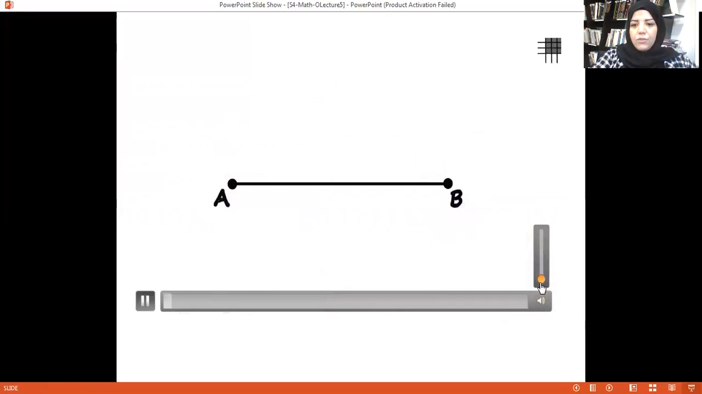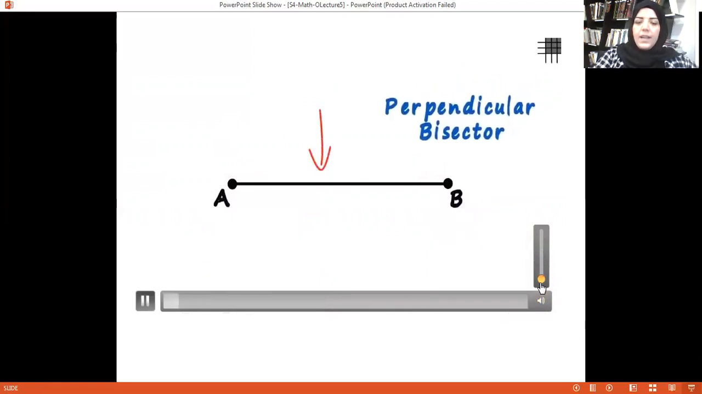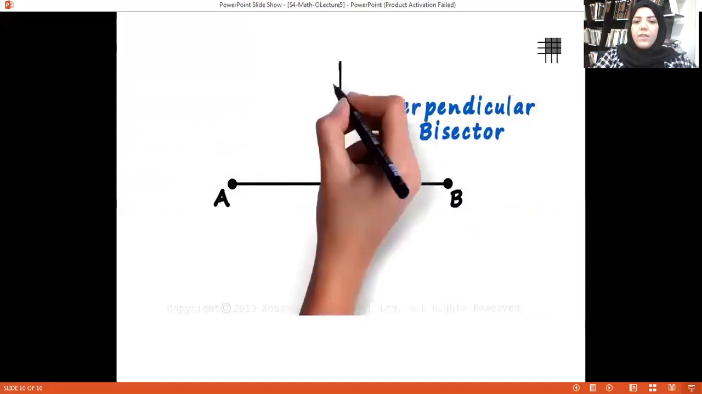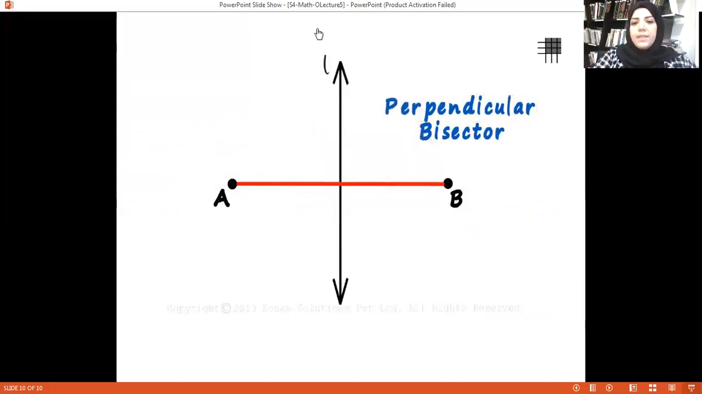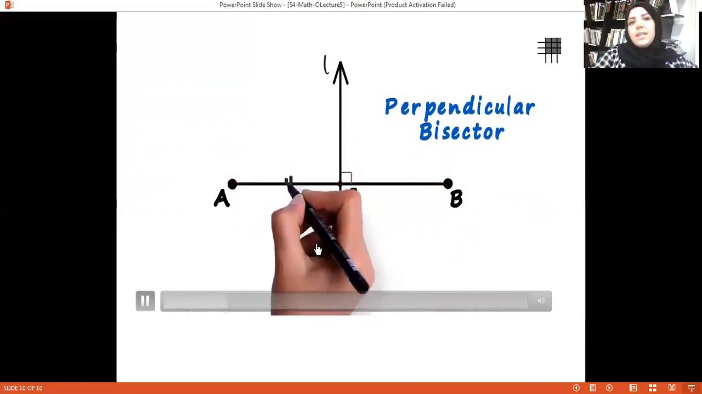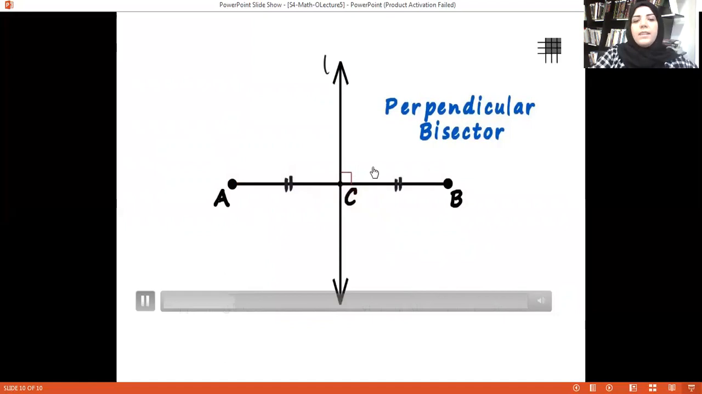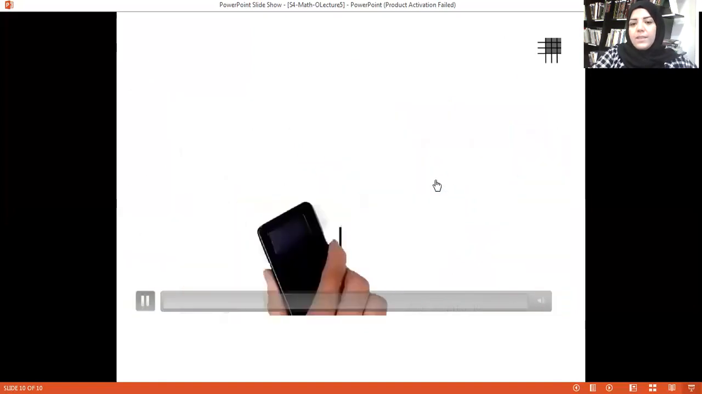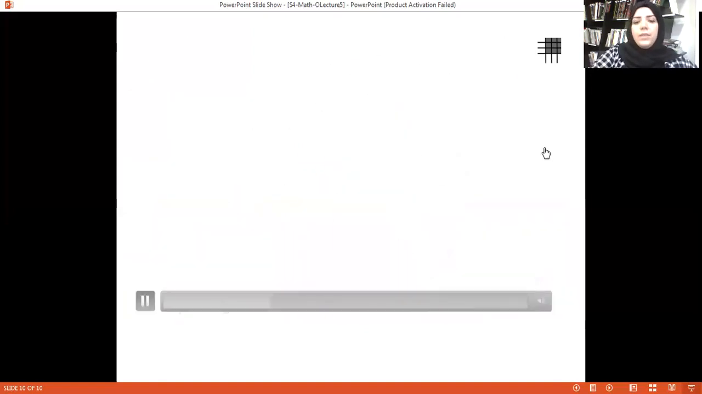So first, I'm going to draw a segment AB. For the perpendicular bisector, we find the midpoint of the segment AB, and after finding the midpoint, with the help of a set square, we draw a perpendicular line at this midpoint, and this is the perpendicular bisector. What we know about the perpendicular bisector, other than that it passes through the midpoint and is perpendicular, is that any point on it is equidistant from the extremities, and it cuts the segment into two equal parts.